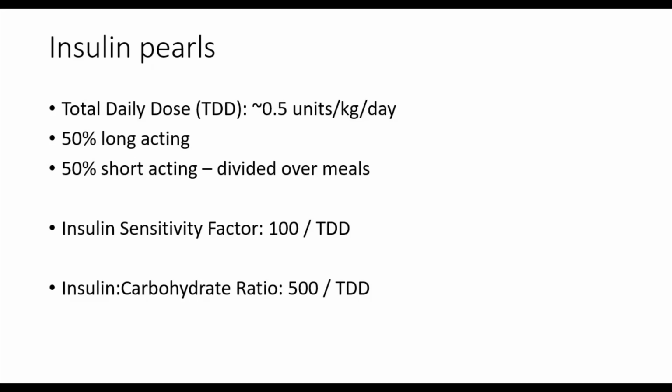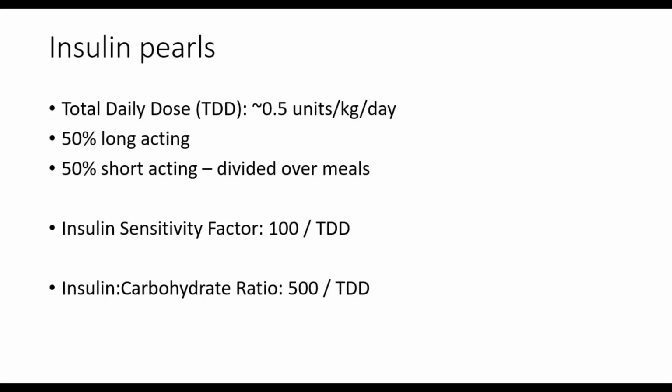And thirdly, we have the insulin carbohydrate ratio, which calculates the number of grams of carbohydrate that is covered per unit of short-acting insulin that is administered. The calculation for this is 500 divided by the total daily dose of insulin.